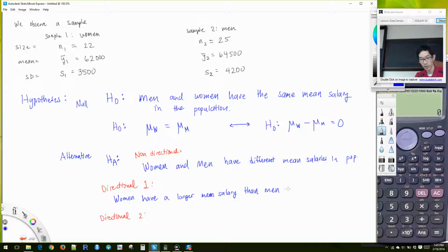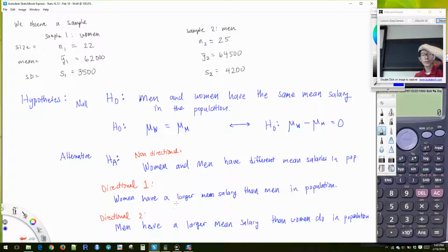And men in the population. Okay, and then directional alternative 2 will be men have a larger mean salary than women do in the population. Okay?